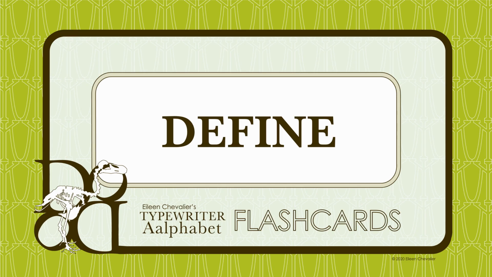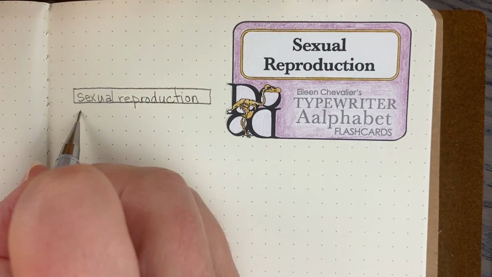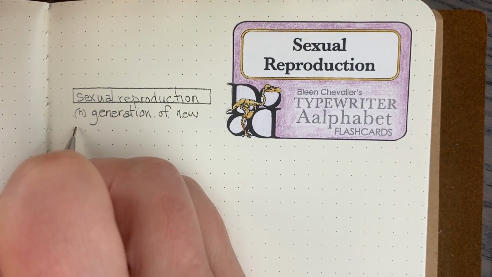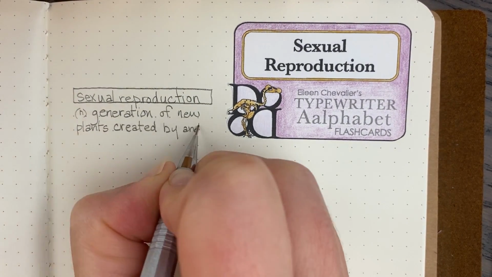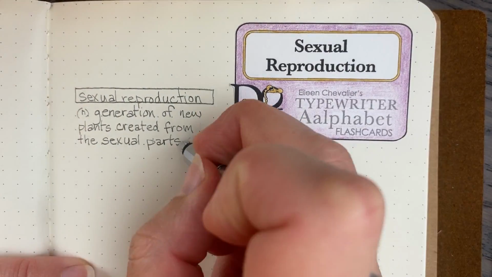Before we get to that though, we do need to define sexual reproduction, so get out your journal. Sexual reproduction: generation of new plants from the sexual parts, the stamen and the pistil, of existing plants.